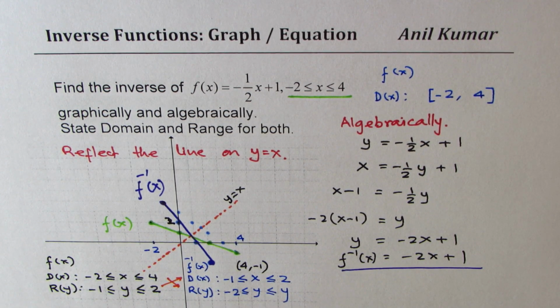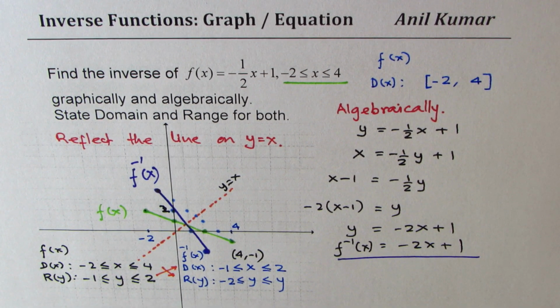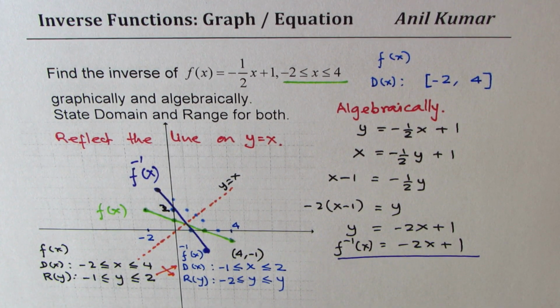So I hope with this simple example you have understood clearly that to graph an inverse function you have to reflect it on the line y equals x. Their domain and range interchange, and for algebraic solution you need to swap x and y and then solve for y. I hope that makes sense. Now let's take up the next example where we'll see how a quadratic function can be written as an inverse.